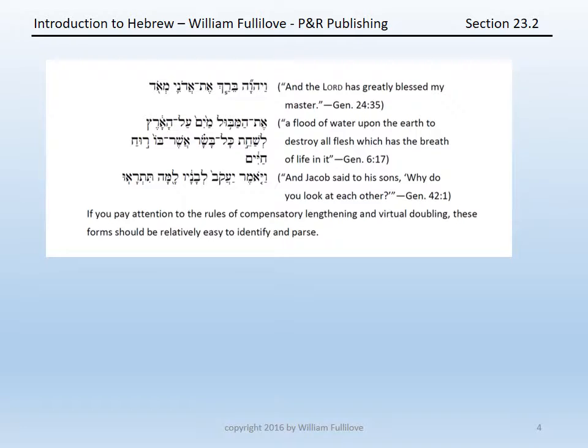To give three examples from the text, we'll begin with Genesis 24:35. Va Adonai berak et Adoni me'od. And the Lord, Va Adonai, berak, a Qal perfect third masculine singular of Barak, because the middle root letter, the resh, cannot double. Instead of having birak, we have a compensatory lengthening, berak. The Lord has blessed et Adoni, my lord, me'od, greatly, very much.